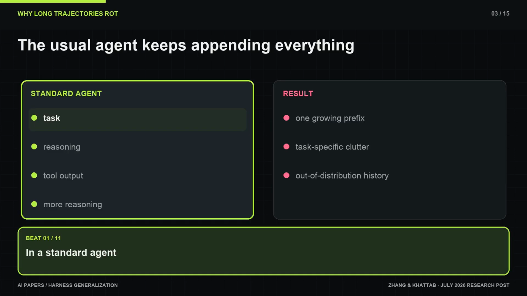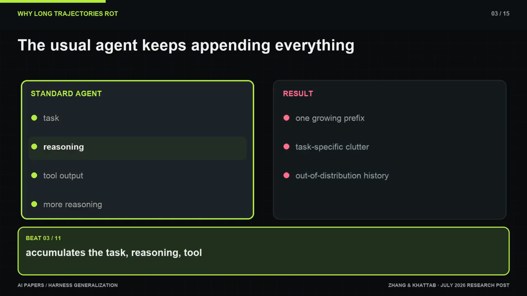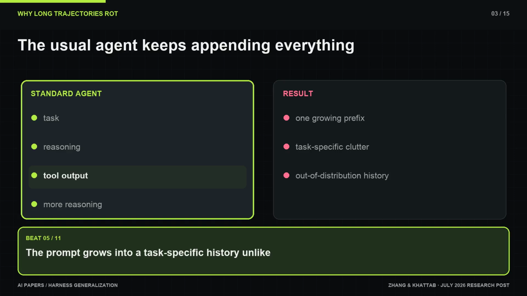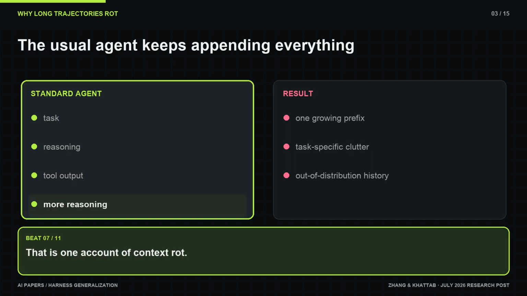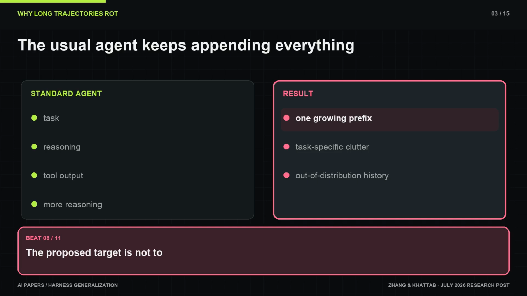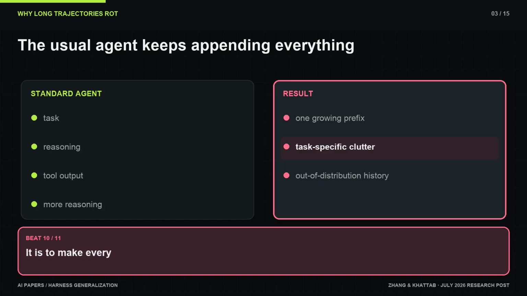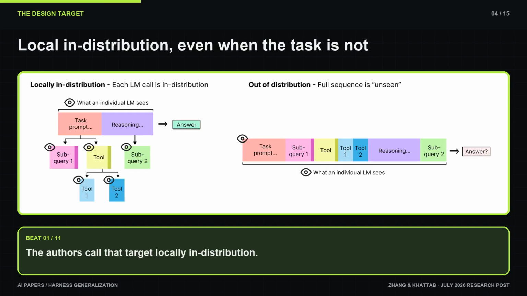In a standard agent loop, the main context accumulates the task, reasoning, tool outputs, errors, and more reasoning. The prompt grows into a task-specific history, unlike the shorter, cleaner sequences used in training. That is one account of context rot. The proposed target is not to make this giant trajectory familiar. It is to make every individual model call familiar. The authors call that target locally in distribution.